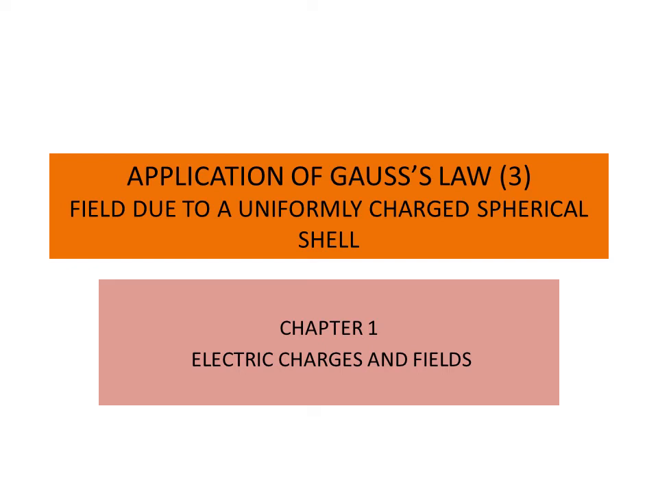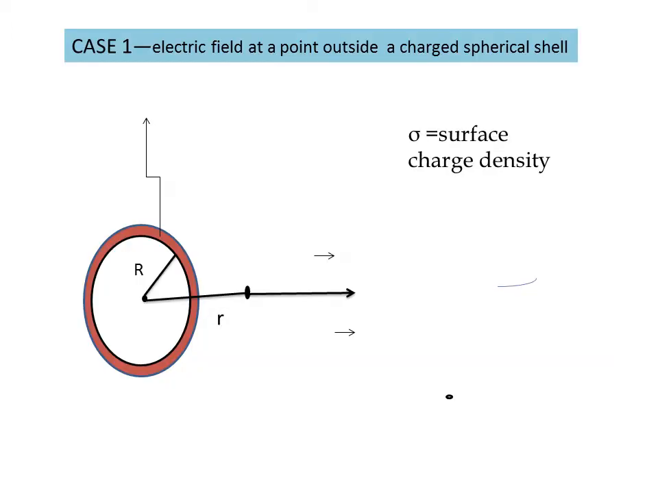Now we are going to study the third application of Gauss law. We are going to find the field due to a uniformly charged spherical shell using Gauss law. Case 1, electric field at a point outside a charged spherical shell.